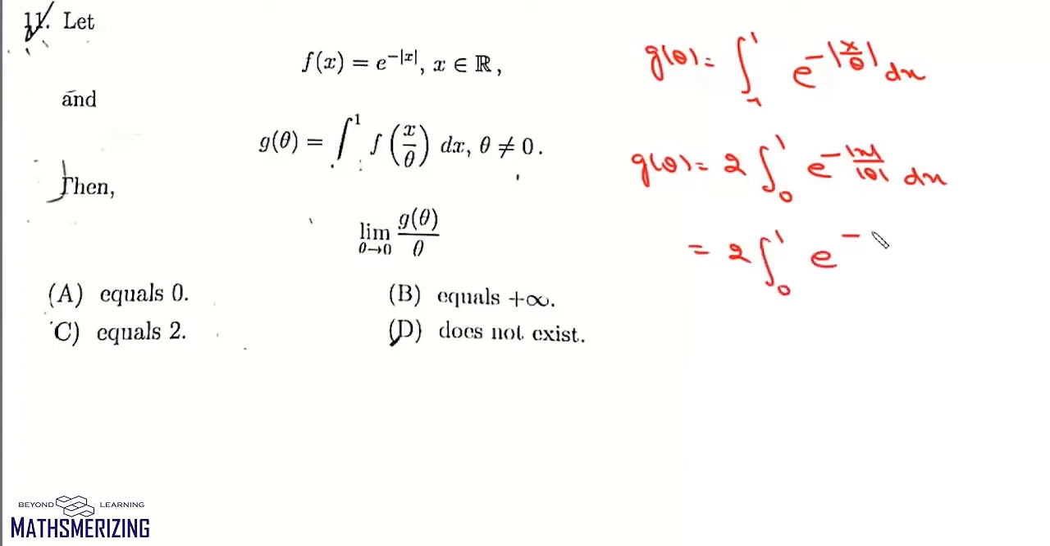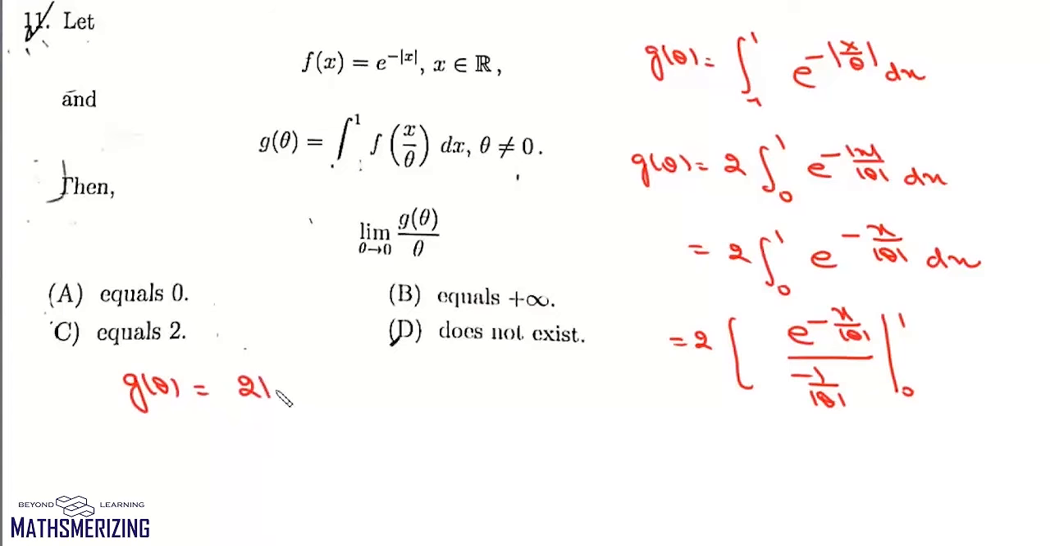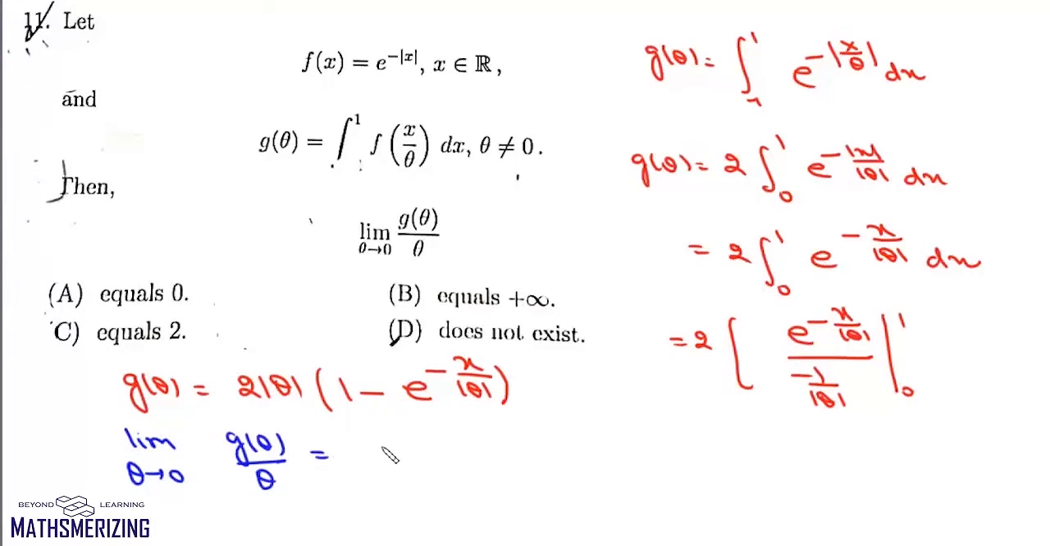Now if we integrate this function, we can write this as e to the power minus x upon mod theta upon minus 1 upon mod theta, this integral from 0 to 1. So we can write g(theta) as 2 times mod of theta and then 1 minus e to the power minus x upon mod theta. Now we need to find this limit, which is limit theta tends to 0 g(theta) upon theta, and there will be this limit theta tends to 0 2 times mod of theta upon theta, and here this value should be 1.